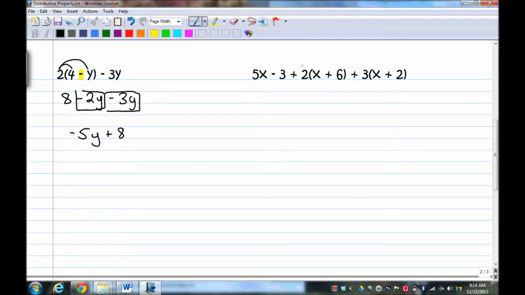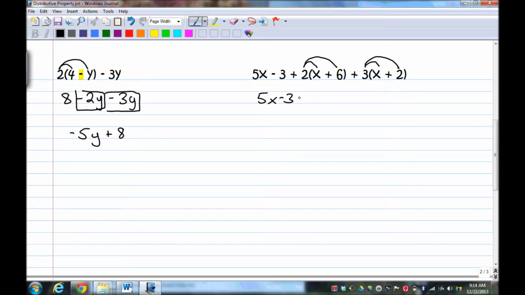All right, hopefully you realize that you have to distribute the 2 to everything on the inside, and the 3 to everything on the inside. Which means that this first part I'm not using, so I'm just going to write it there, 5x minus 3. I'm not using that yet, so I'm going to definitely write it. You want to write it because when you combine like terms, a lot of students forget them then. So you just write them down how they are.